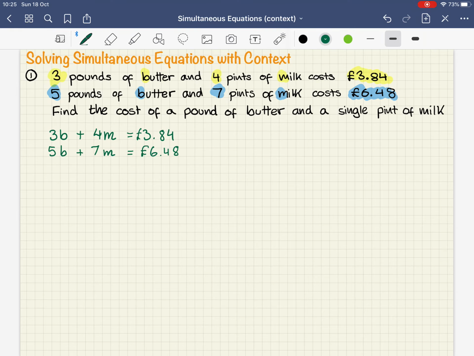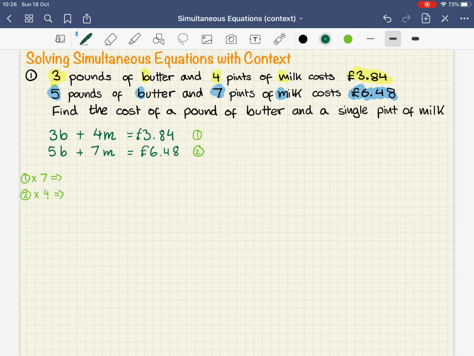So now we're just going to solve it simultaneously, same as before. So I'm just going to focus on my middle numbers. I've got that 4m and that 7m. They're not going to cancel out currently, so that means I've got to multiply equation 1 by that 7 and equation 2 by the 4 there. So that's my 1, my 2. So I've got to multiply equation 1 by 7 and equation 2 by 4.